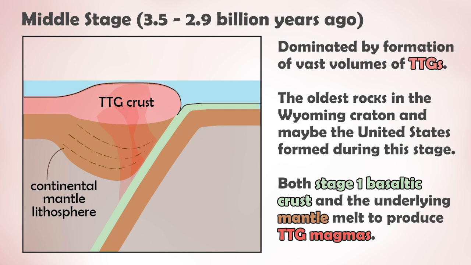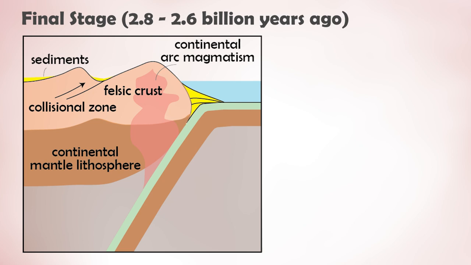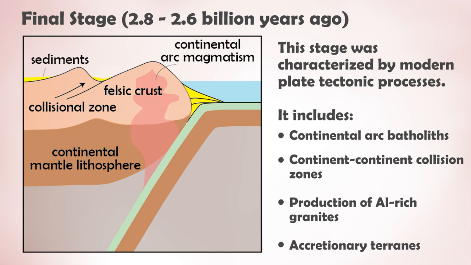The final stage in forming the Wyoming craton occurred between 2.6 and 2.8 billion years ago. This stage was characterized by modern plate tectonic processes. Starting at around 2.8 billion years ago, a number of rock assemblages characteristic of modern plate tectonic environments are preserved in the Wyoming craton, including continental arc batholiths, continent-continent collision zones, production of aluminum-rich granites from the melting of metasedimentary rocks, and accretion of exotic terranes.